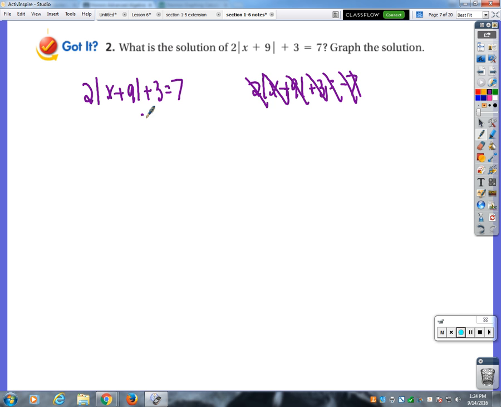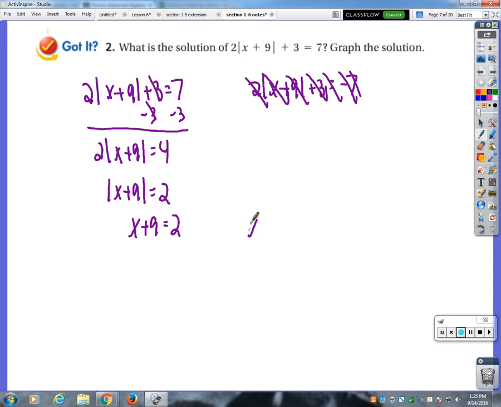So my first job is to subtract 3, so those cancel. 2 absolute value of x plus 9 equals 4, then divide by 2. So absolute value of x plus 9 equals 2. And now, since I have this absolute value thing all by itself, that's where I'm going to write two separate equations. One of them x plus 9 equals 2, and one of them x plus 9 equals negative 2. Does that make sense? Okay, so you don't flip and do two things until you get the absolute value stuff all by itself. Then this one comes out to be negative 7, and this one comes out to be negative 11. So those are my two answers, okay?